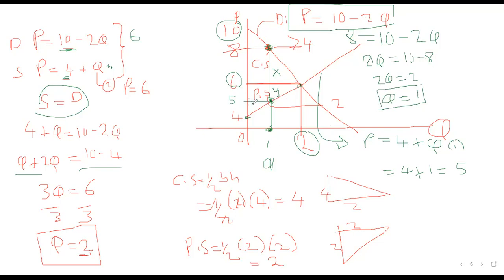So when we put this, the Q is 1. But we haven't found this minimum price here. So this one, we'll put it in the supply function. When you put 1 on the Q, it will be 4 plus 1, which is 5. That is why we're getting the 5.